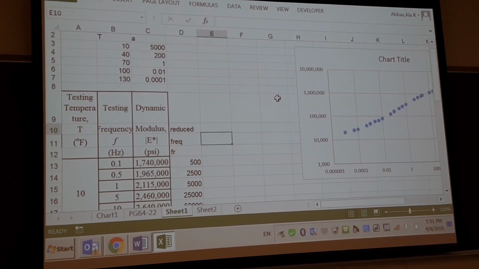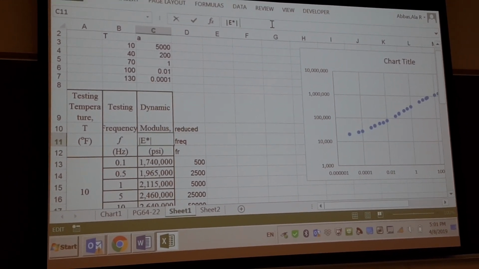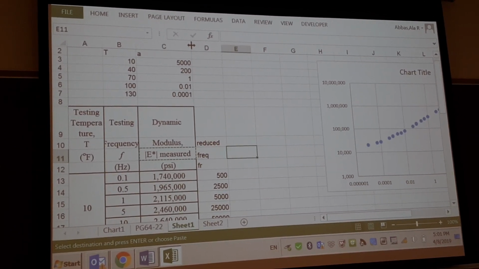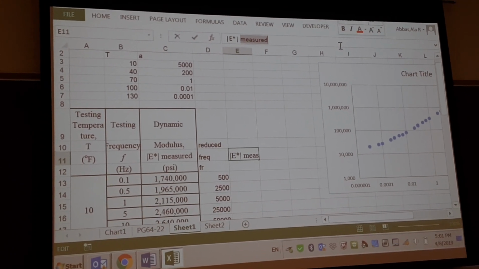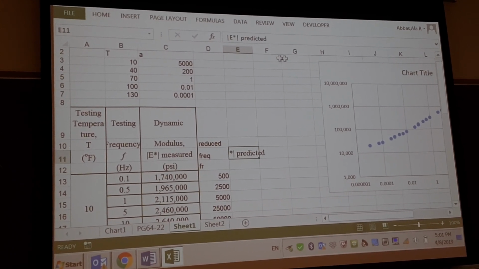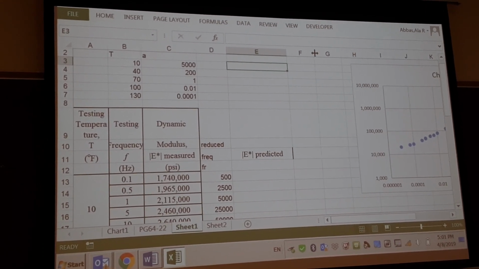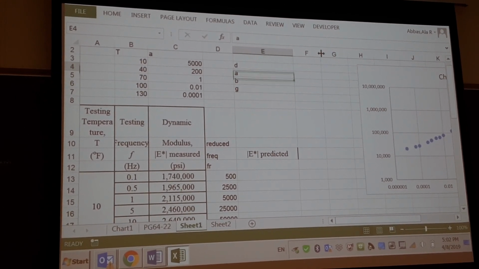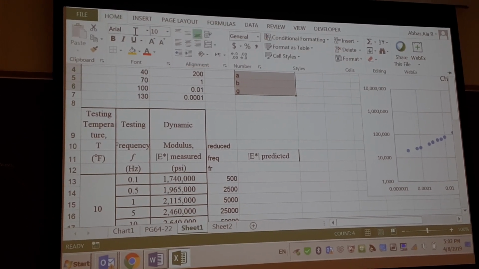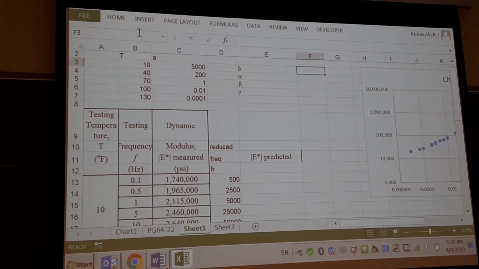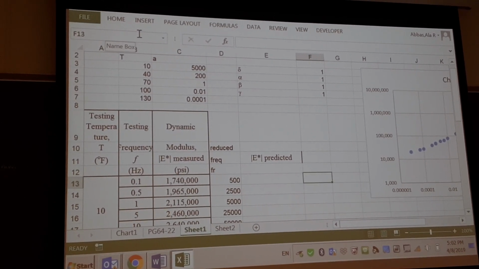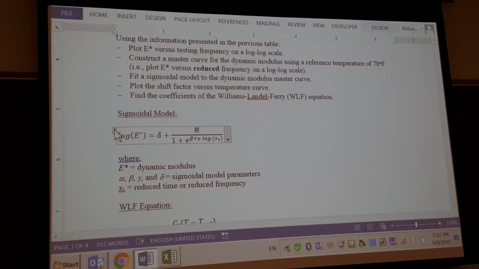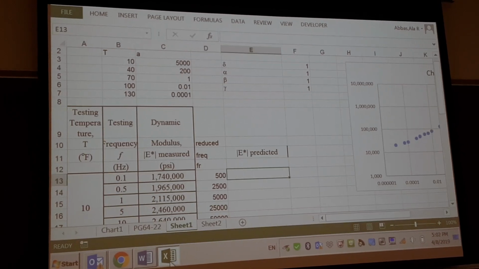So now I'm going to do, this is your measured E star, yes? I'm going to do another one that is going to be my predicted E star. And now I'm going to use first delta, alpha, beta, gamma. In here, these are symbols. You can assume them all to be 1, but eventually that's not going to work, you know that. So to be able to use this model, I'm going to use this equation, and I'm going to define it.